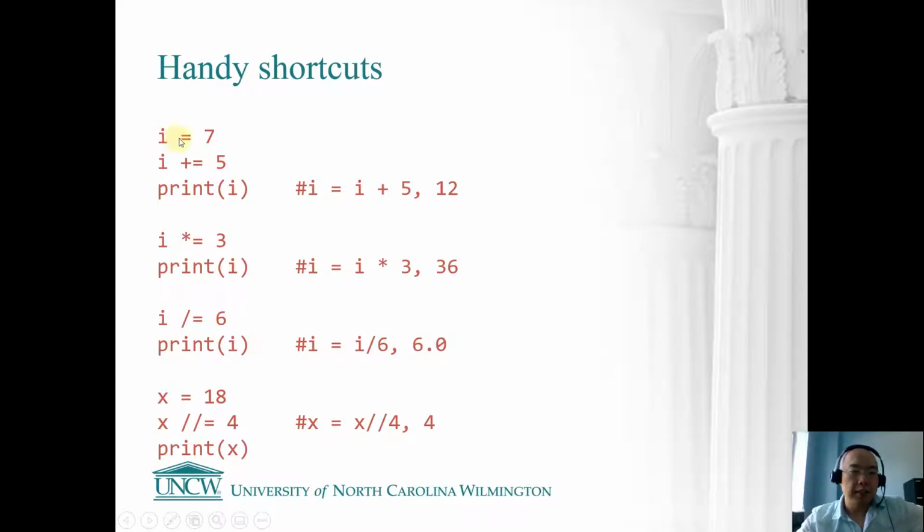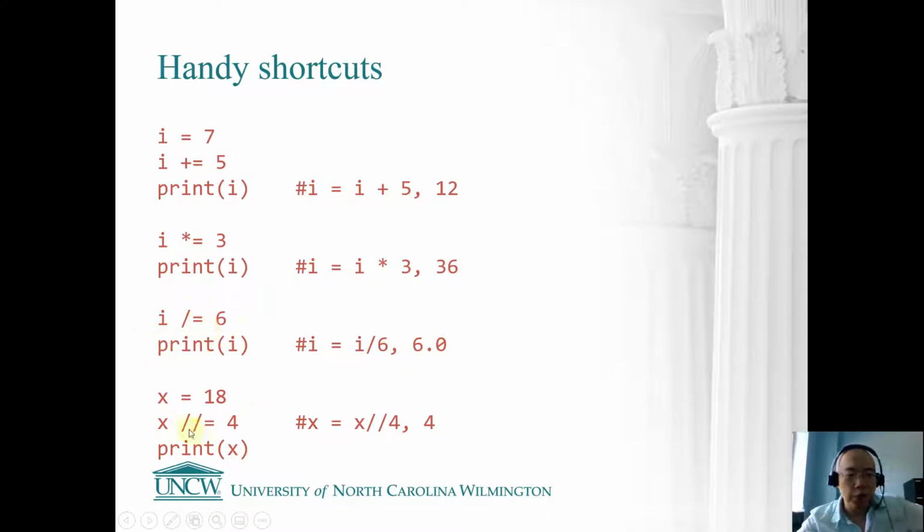I started at 7, and then i plus equals 5, and then 7 plus 5 is 12, and then 12 will be assigned back to i. And now i is already 12, right? So 12 multiplied by 3, we got 36, and 36 got assigned back to i. Okay, now i is 36, and i divide equals 6, that is 36 divided by 6. You will get, remember, 6.0, right? Because an integer divided by another integer will give you a float number, and now i will be 6.0.